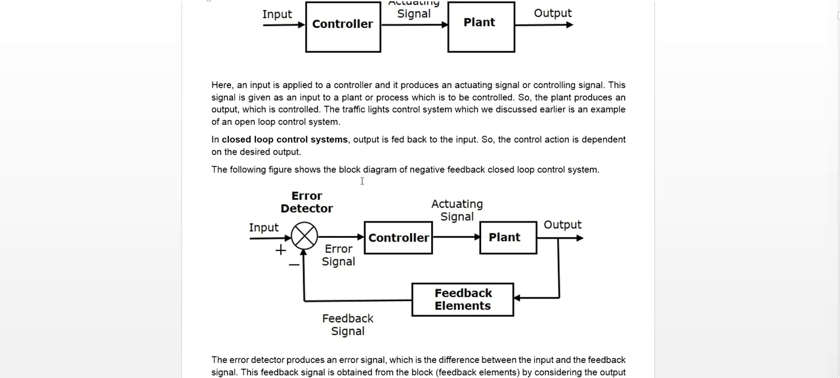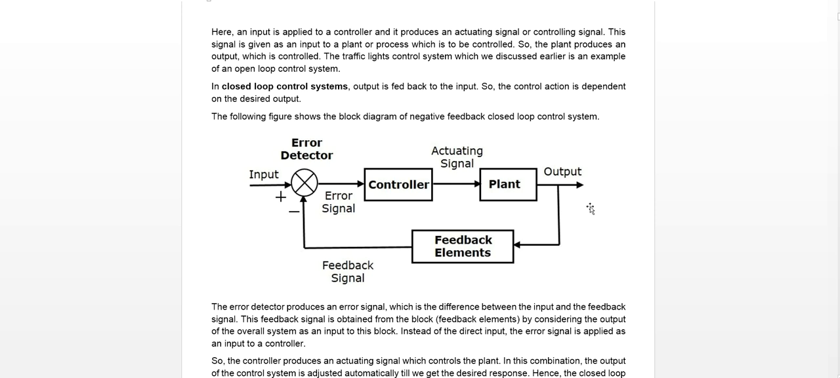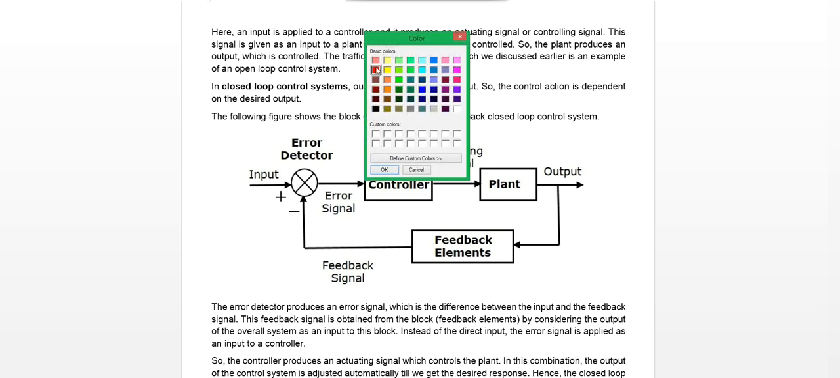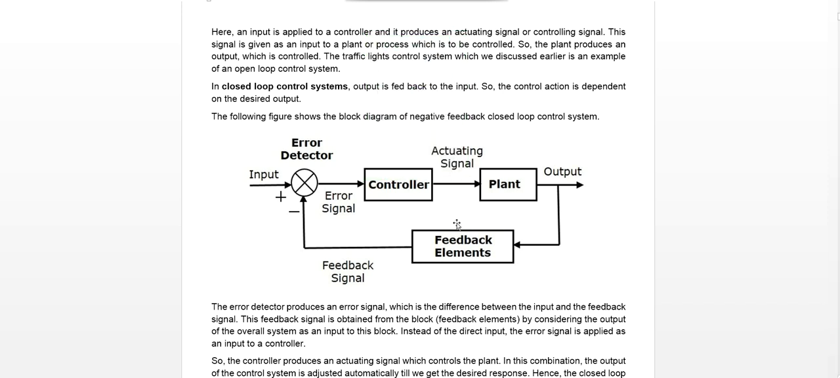The next diagram is the closed loop control system. Here we have a feedback path. This is the feedback path. We have feedback elements and a feedback signal. That's the difference between the open loop and the closed loop.